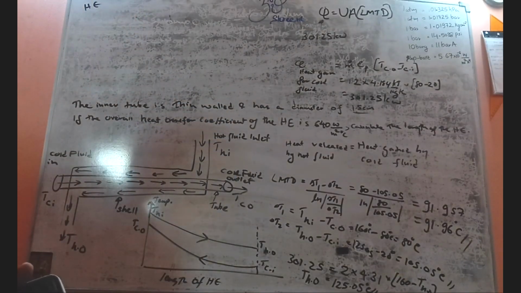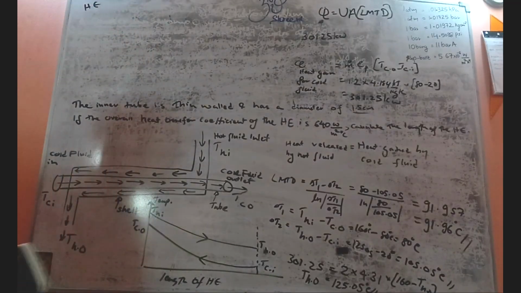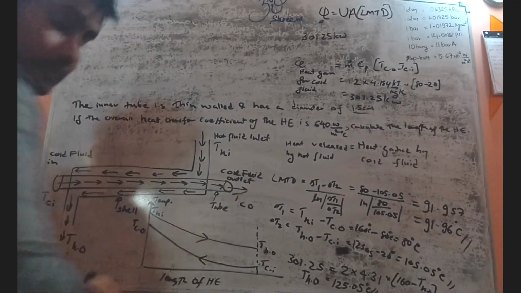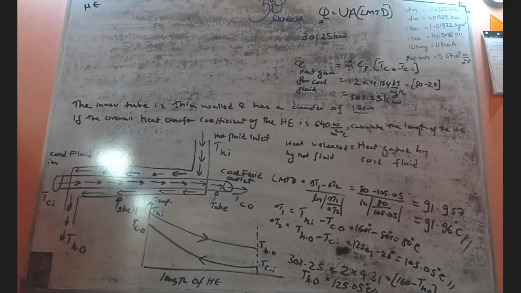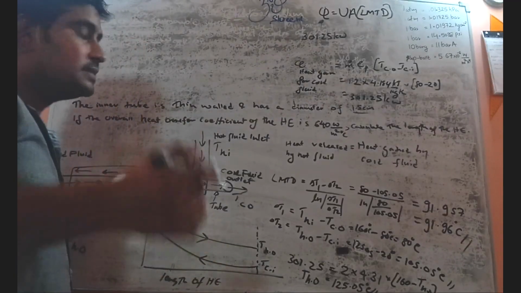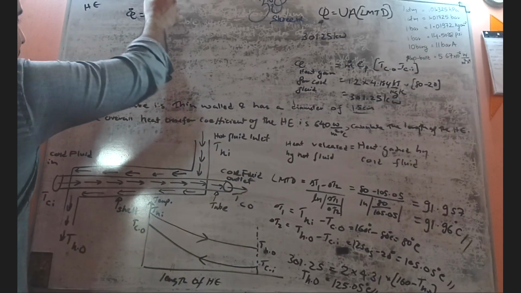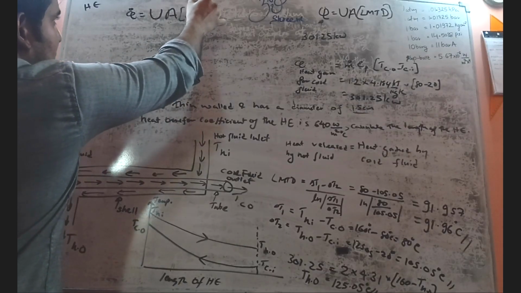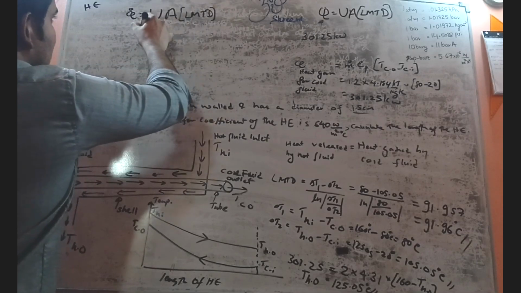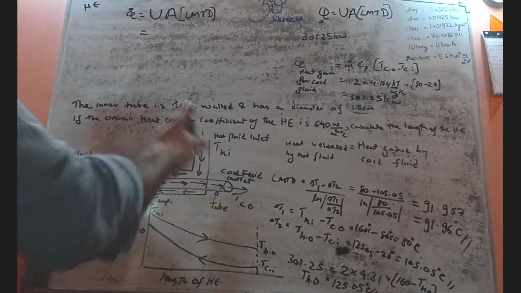So now what is the problem? We have to find the length of the heat exchanger. So before that, let's consider this equation. What is the equation that we can use for the entire heat exchanger? Q dot equals overall heat transfer coefficient times area of the heat exchanger times LMTD. The heat transfer rate we already calculated, that is 301.25.